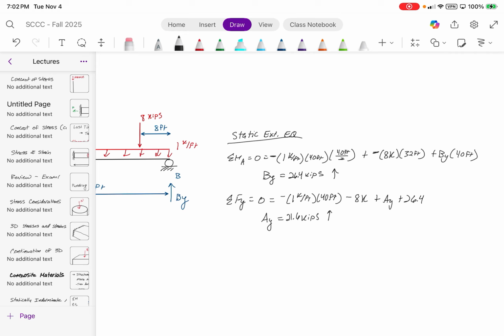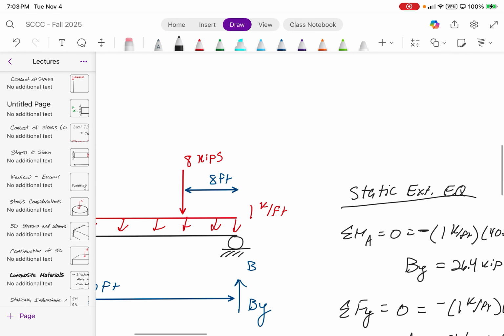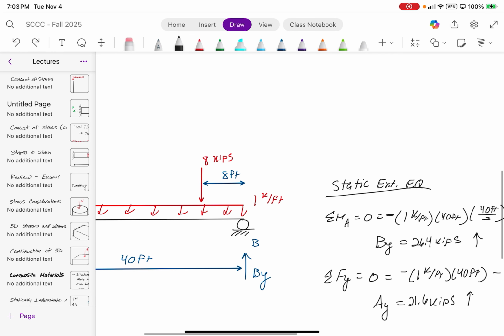21.6 kips. Did everyone get that? Everyone should have gotten that now. That is my bad. In the textbook, this number was 5 kips. So that's where I went wrong.